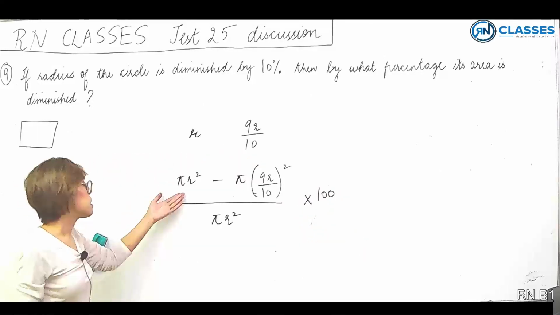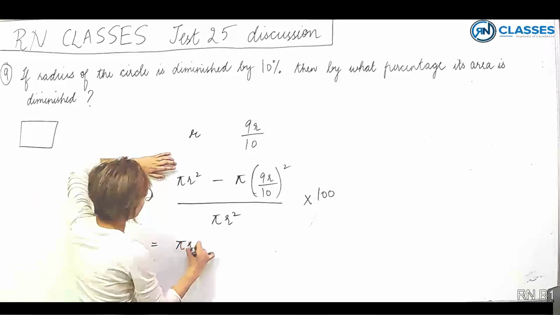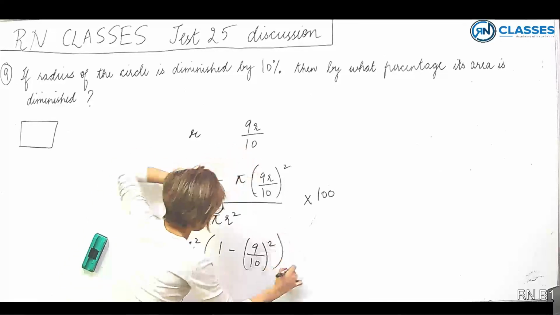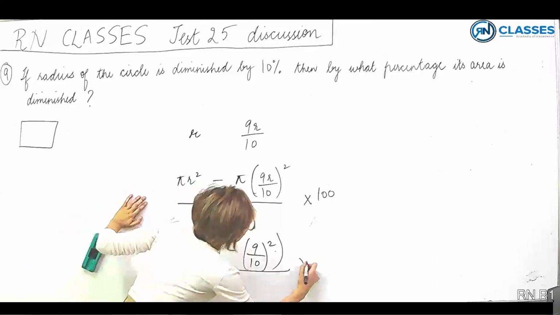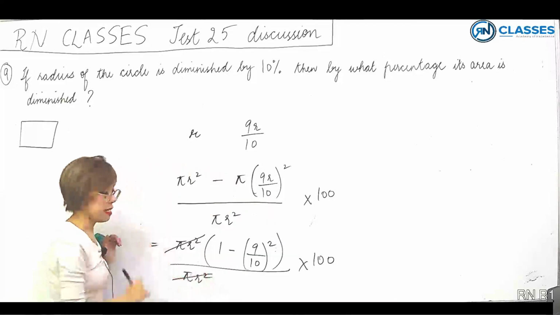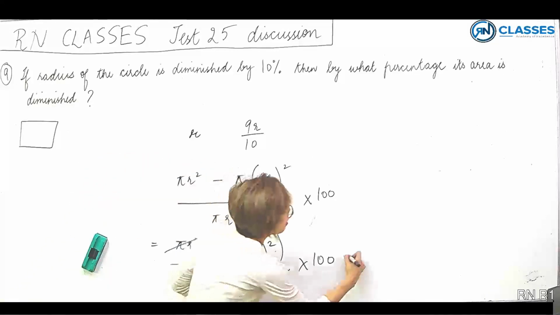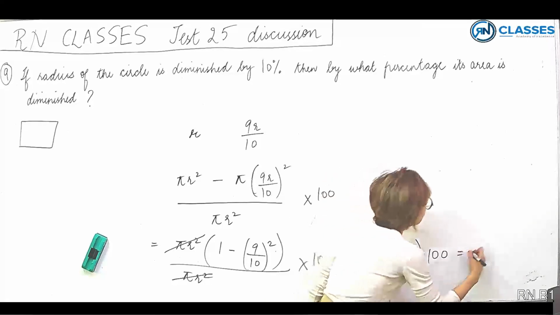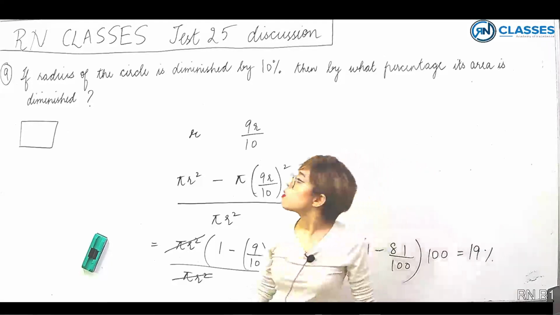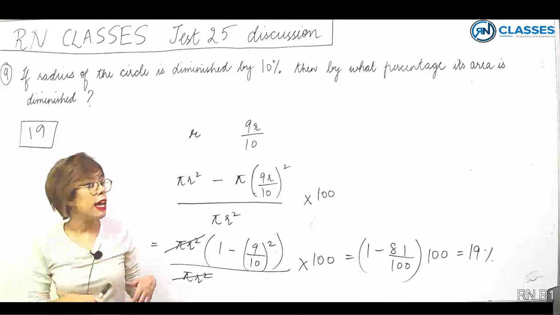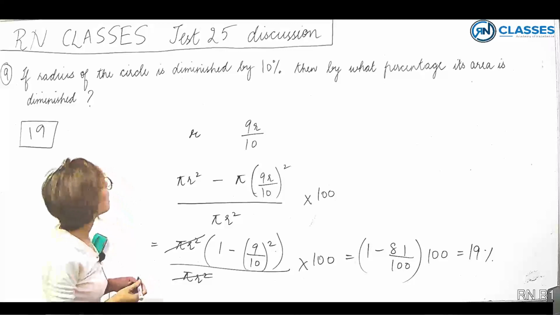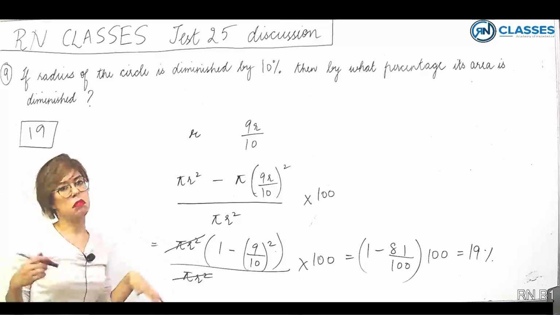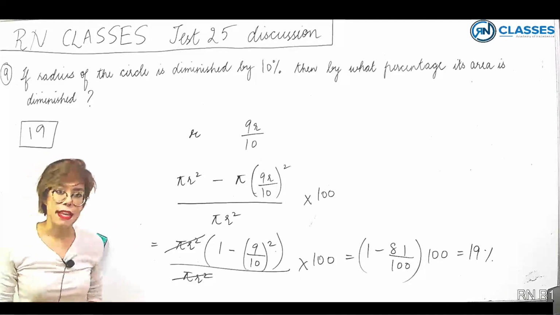Now as you can see, pi r square is common in the numerator. So I am left with 1 minus 9 by 10 whole square, divided by pi r square into 100. This and this get cancelled. This is 1 minus 81 by 100 into 100, which will give you 19%. So obviously the answer is 19. And actually, if I think about it, I could have supposed my r to be some number as well. But it's not better. Doesn't matter. So answer is 19.